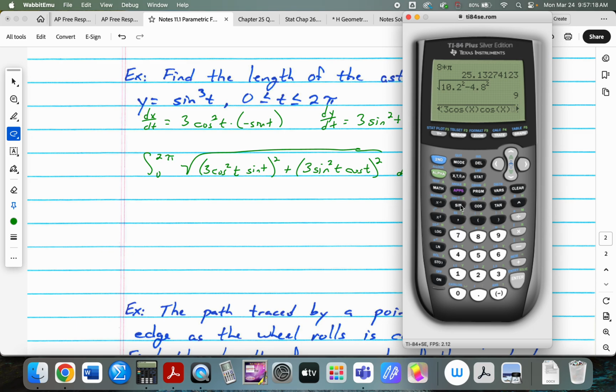And then times sine of x. Now I need to close that parentheses and square it. Plus, open a new set of parentheses, 3 sine of x, sine of x, cosine of x, and square that, all with respect to x.